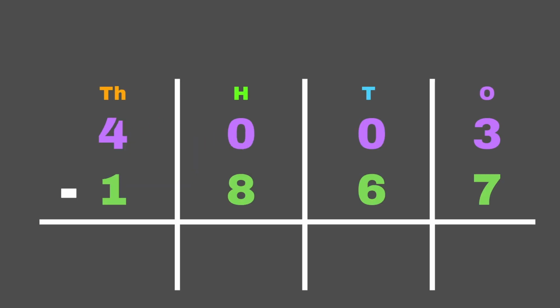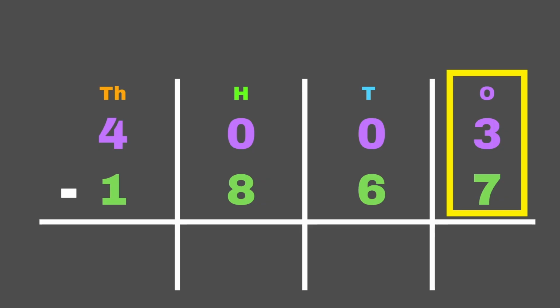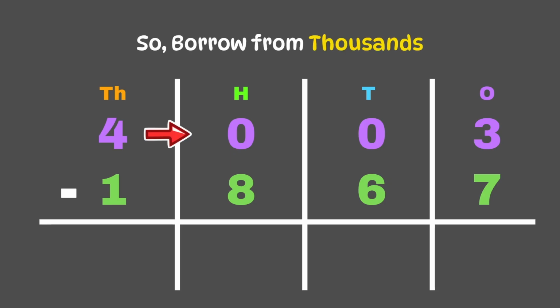First we'll arrange the numbers vertically in their place values. So when we look at the ones place, we have 3 minus 7. 3 is less than 7, so we need to borrow here. But we see that in the tens place and hundreds place, we have zeros. So here we need to borrow from the thousands. We know that 1000 equals 10 hundreds. So 4000 will become 3000 and we will have 10 hundreds.